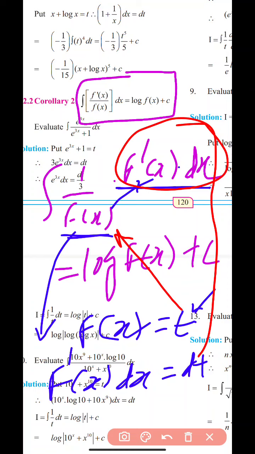So the main thing you have to find is, you have to do a partial part of this in your mind only. First, to recognize what you are going to put as t, and second, how you are adjusting f dash of x dx equal to dt in this given equation. Okay, we'll solve some problems and you'll understand these.